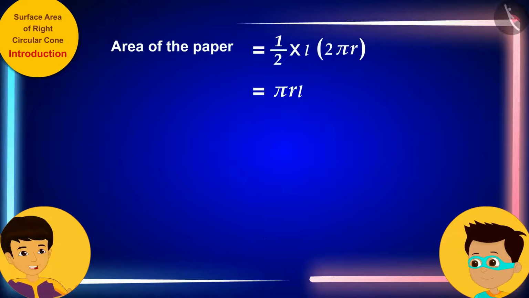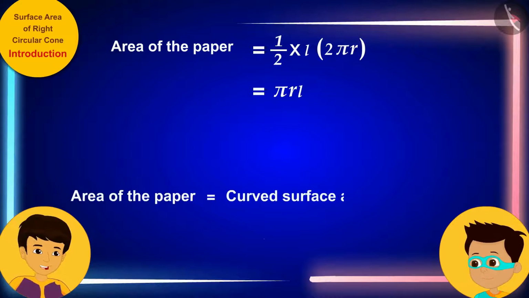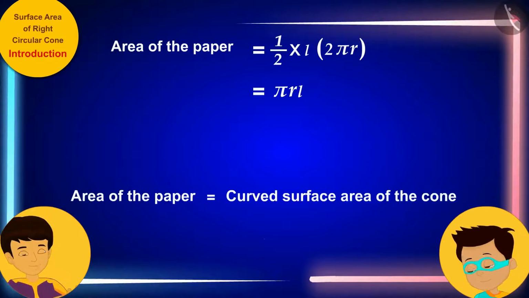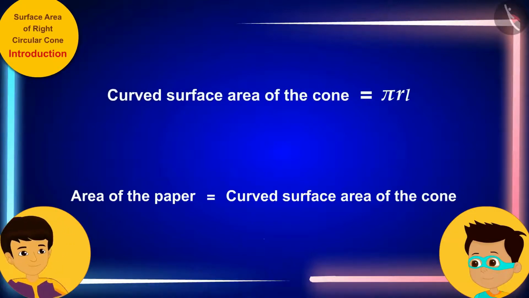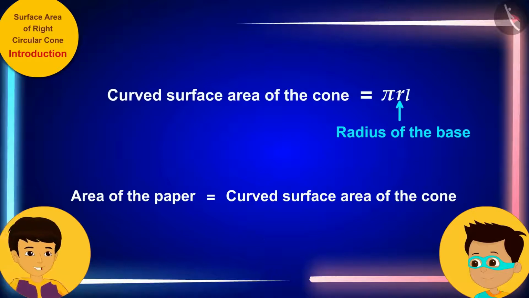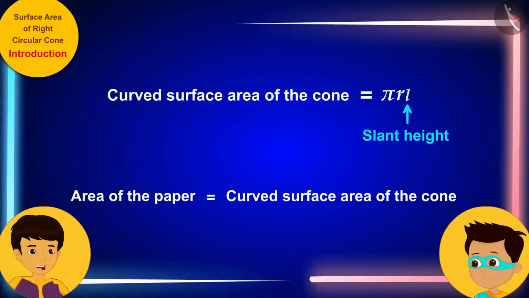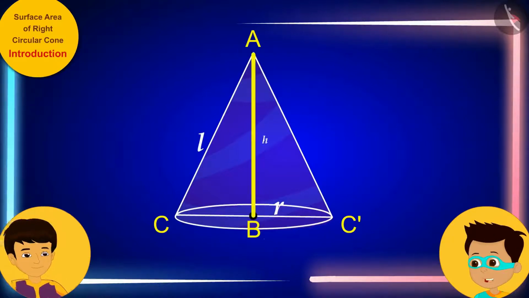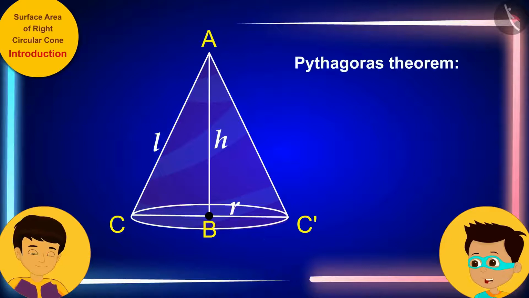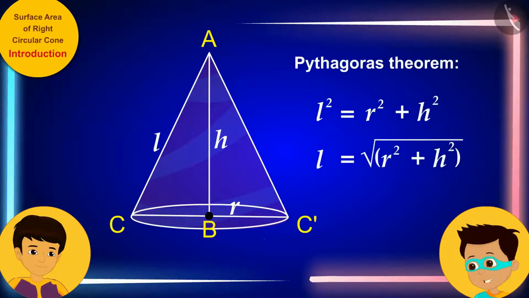Oh wow, Thomas! The area of the paper is equal to the curved surface area of the cone. So look, we get the formula for the curved surface area of the cone, where r is the radius of the base and L is the slant height of the cone. And look, if we consider the height of the cone as h, then from the Pythagoras theorem, we can see that we can write the slant height of the cone in this way.